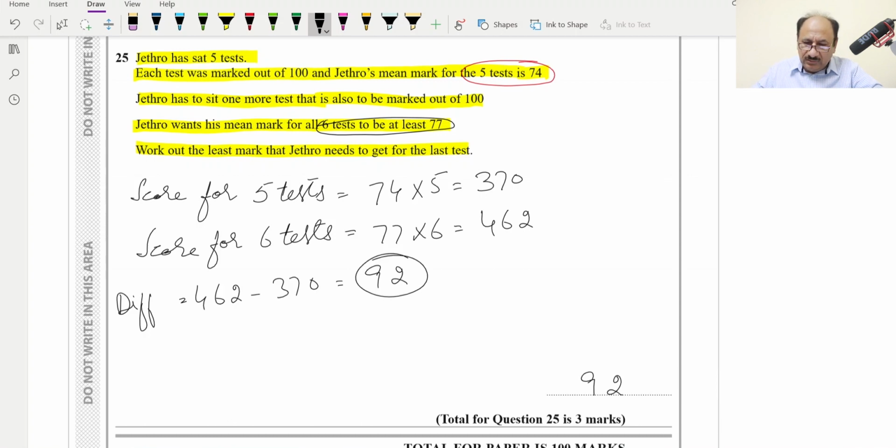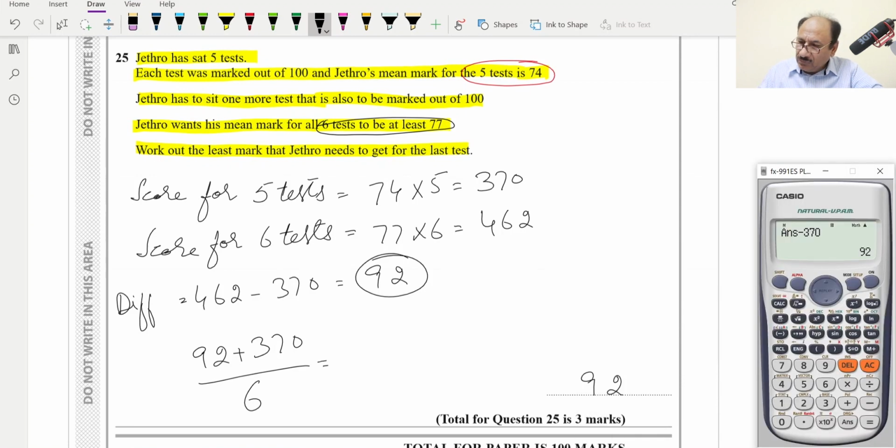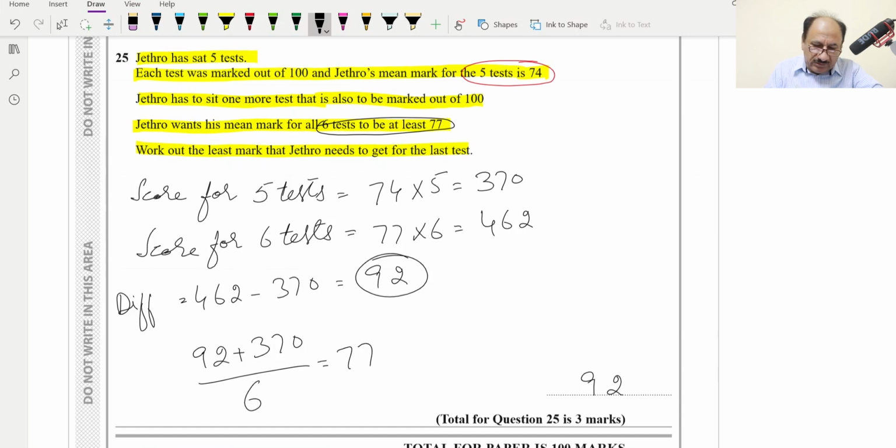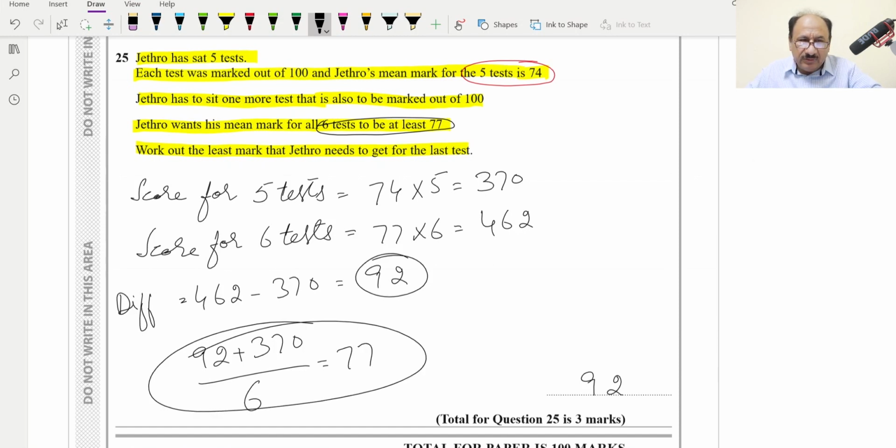Now we can check whether the answer is correct or wrong. If we add 92 to this 5 test score, which is 370, and divide it by 6, we should get 77. So we will double check this. 92 plus 370 divided by 6 is equal to 77. You can see this is the check which we have done for this question, and we got the confirmation that our answer is correct.